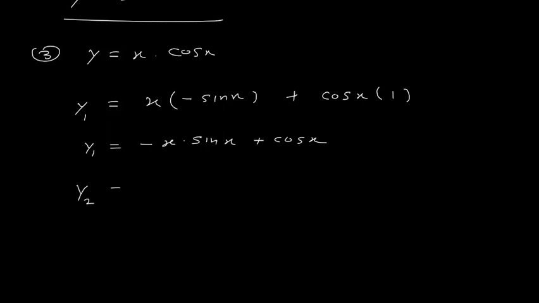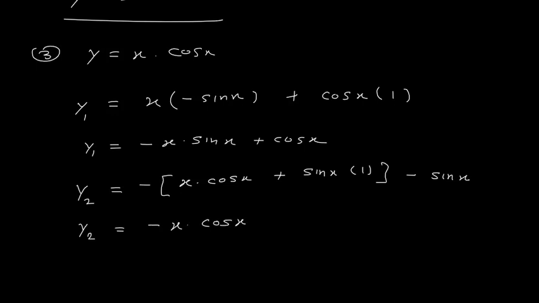Now I differentiate this again. So I get y2. So y2 is minus, now x sin x is x into derivative of sin x, which is cos x, plus sin x into derivative of x, which is 1, plus derivative of cos x, which is minus sin x. So here y2 is equal to, we have minus x into cos x plus sin x minus sin x. So sin x will cancel, and the second derivative is minus x into cos x.